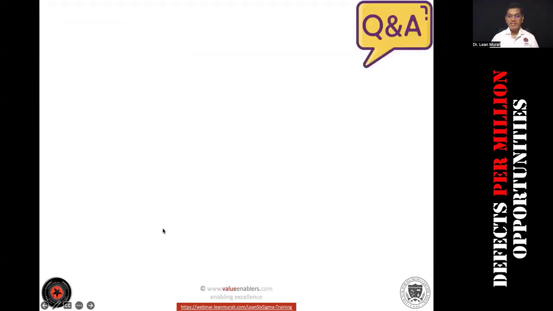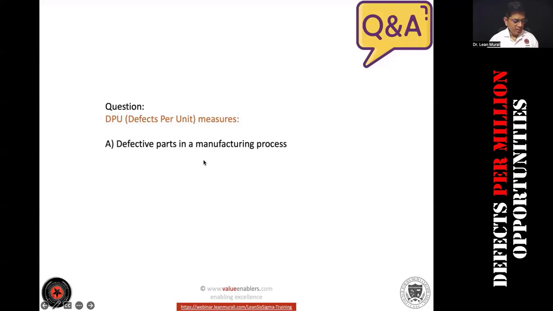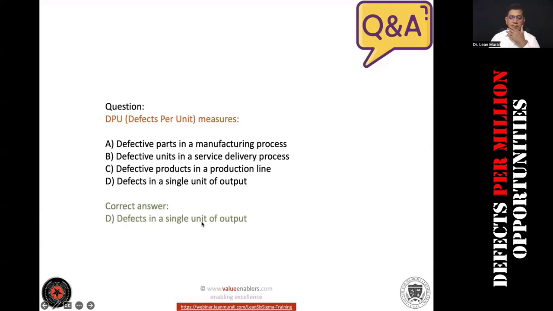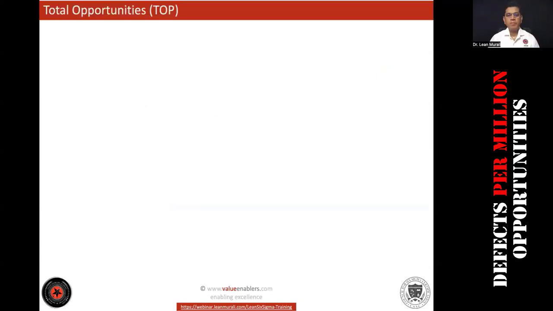And now I'll ask some questions also. DPU measures defective parts in manufacturing process, defective units in service delivery process, defective products in production line, or defects in single unit of output. So what's the correct answer in this? Let's see the correct answer. Defects in single unit of output. Right.